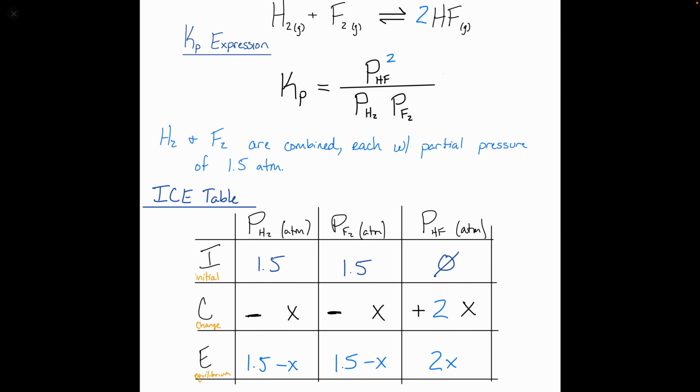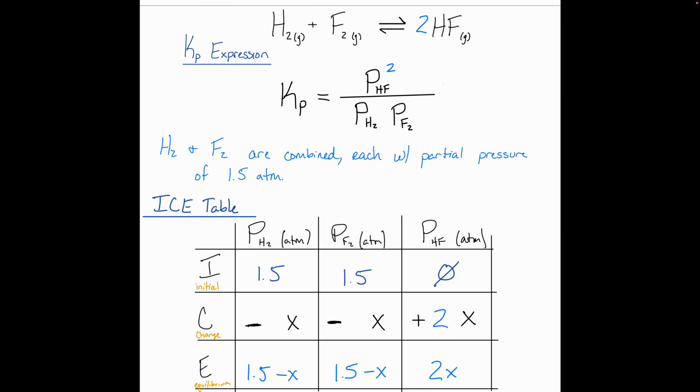Okay, so previously we were introduced to this type of problem using these ICE tables, and we were given one other piece of information beyond just our initial conditions, which was the concentration or partial pressure of one of these at equilibrium. If we had any one of these at equilibrium, we could solve for x and fill in the rest. So that's one piece of information we could be given to complete this problem.